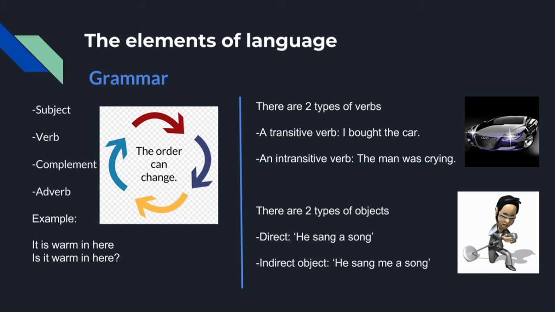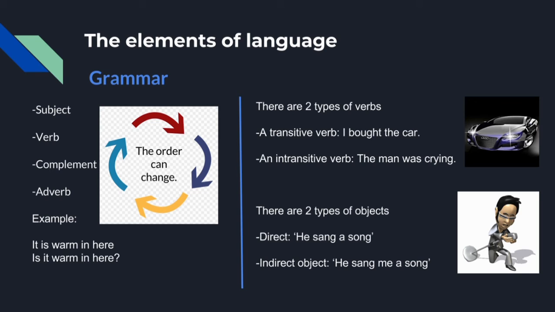Okay, as we are talking about describing language, we have to take into account the most simple and basic parts of the language. In grammar, we have sentences. So we have here the parts of a sentence that are subject, verb, complement, and adverb. We have here an example that is it is warm in here, and we have to remember that if we change the order of these elements, we could create another sentence completely different.